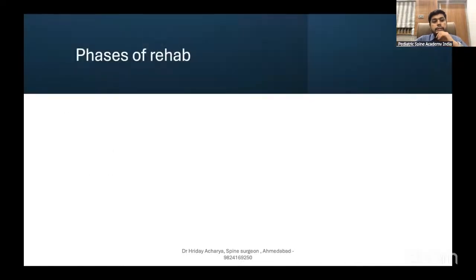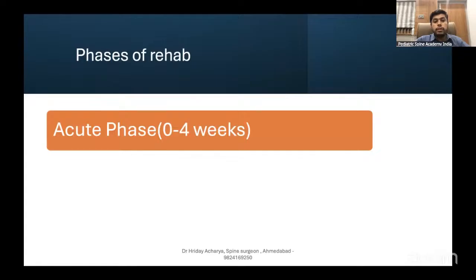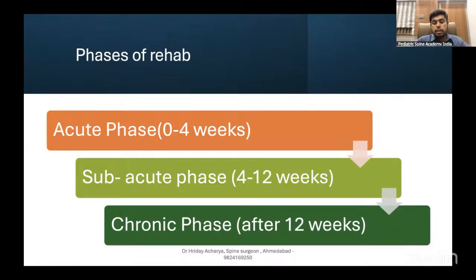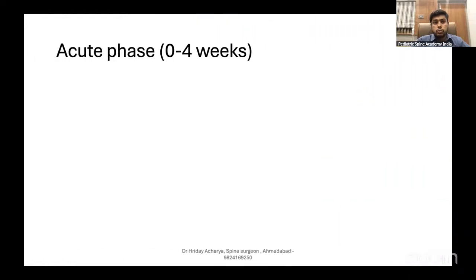So the rehabilitation is divided into three phases. The first is acute phase, the subacute phase, and the chronic phase. So the acute phase is after the injury up to 4 weeks, that is 1 month. Subacute is from 1 to 3 months, and chronic phase is after 3 months. So each phase has a different type of rehabilitation and different way that a patient has to be rehabilitated.